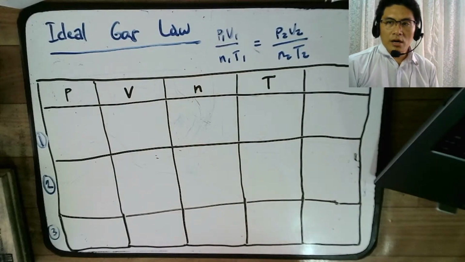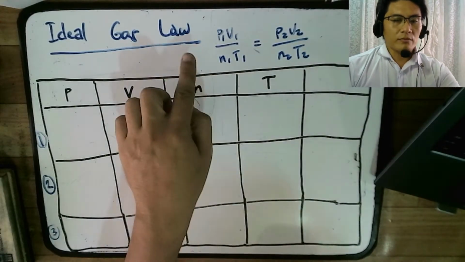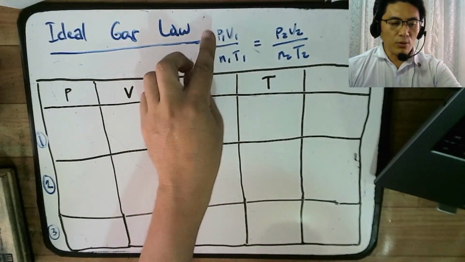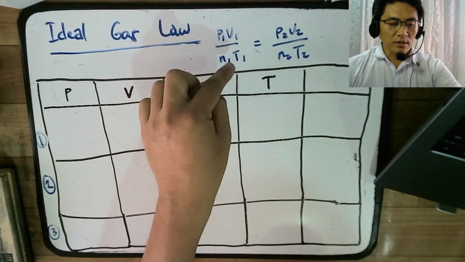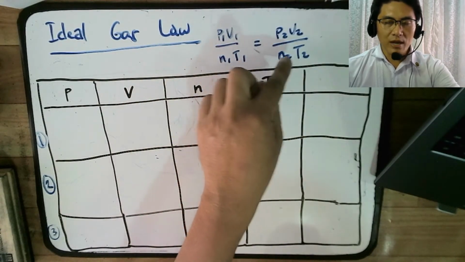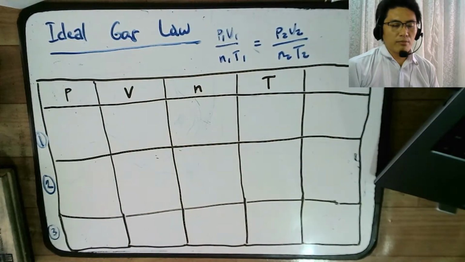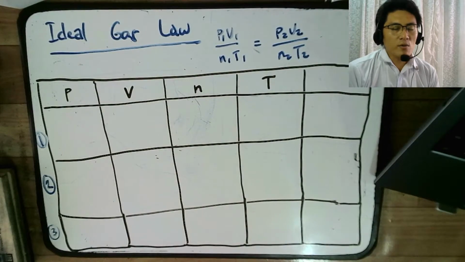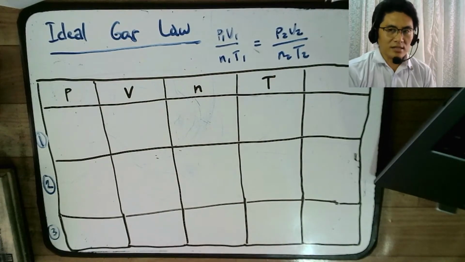Hi, this is Ideal Gas Law video number 3. So the last time we discussed the ideal gas law, we asserted that this is the format of the ideal gas law: P1 times V1 over N1 times T1 is equal to P2 times V2 over N2 times T2. However, in books, this is not the format that is most preferred, and we will explain why in this video.